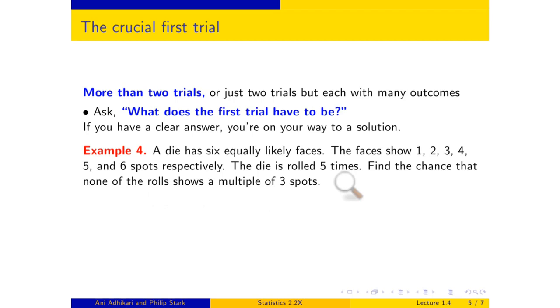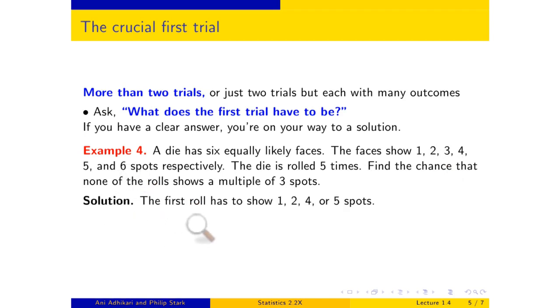If I look at that, that sounds like a complicated statement. But we just take it one trial at a time. What does the first trial have to be? What's a trial? A trial is a roll here. What does the first roll have to show you? Well, it better not show you a multiple of 3 spots. So it better not show you 3 and it better not show you 6. So what can it show you? It has to show you 1, 2, 4 or 5 spots. You can say that very clearly.